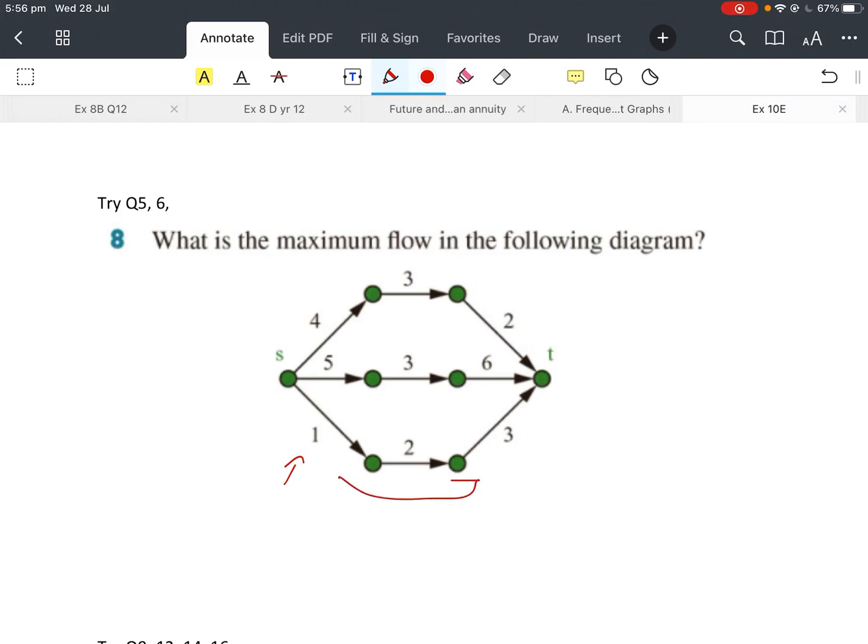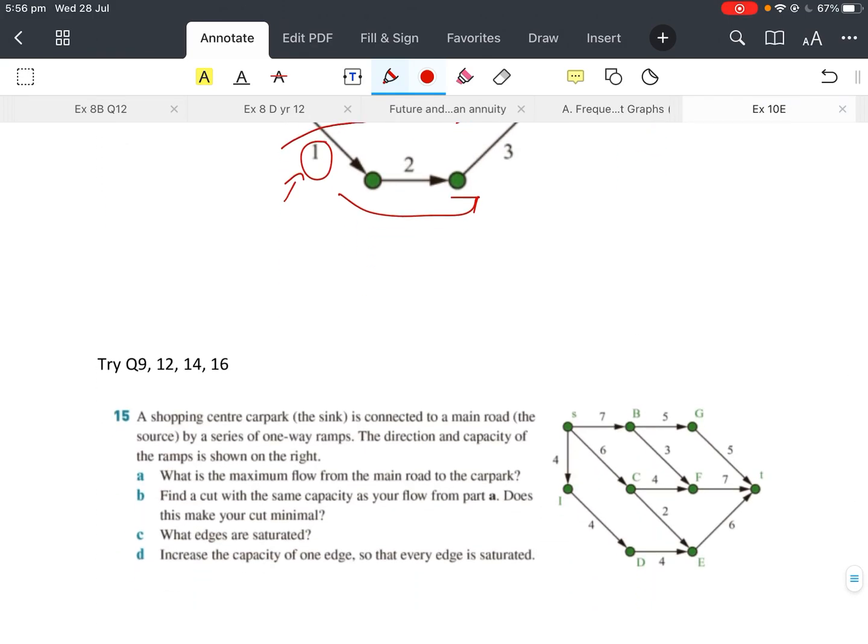So on this particular route, 1 is the smallest. On this particular route, 3 is the smallest. And on this particular route, 2 is the smallest. So I'm going to put my cut going through those 3 smallest. Okay, and if I look at my answer for 8, it is 6. So the maximum flow is always going to be the smallest number on every route. So my minimum cut will equal my maximum flow, which is 6.